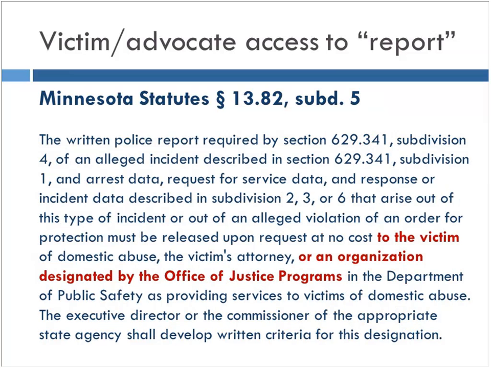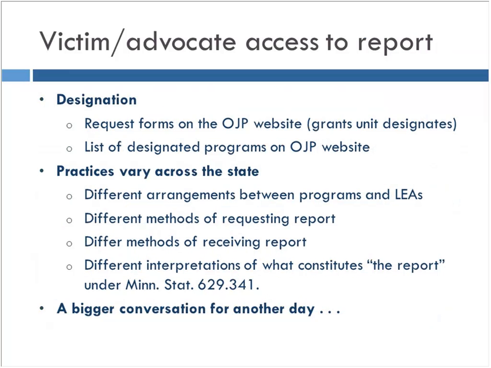And the second place you'll see it is in Chapter 13 under Law Enforcement Data, Subdivision 5. It's cross-referencing that statute I just talked about, and it's saying the same language. The victim or their advocate gets a copy of that report upon request at no cost. So these are the two things that you rely on when you try to get a copy of domestic abuse reports from your local law enforcement agencies. But anybody who's been in the domestic abuse field knows that that is easier said than done. So just a couple things about that.